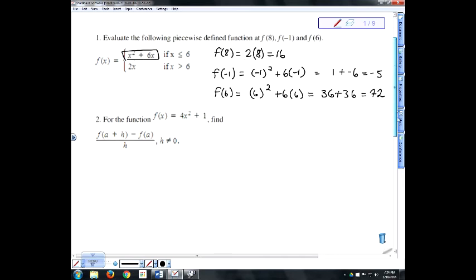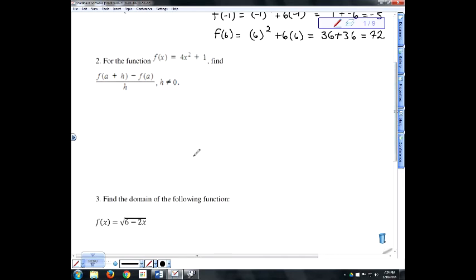Question 2, evaluate the difference quotient. The way that this was presented in class is to break this down into different pieces. F of a, f of a plus h. So f of a, you simply place an a into the function for all the x's, so that becomes 4a squared plus 1.